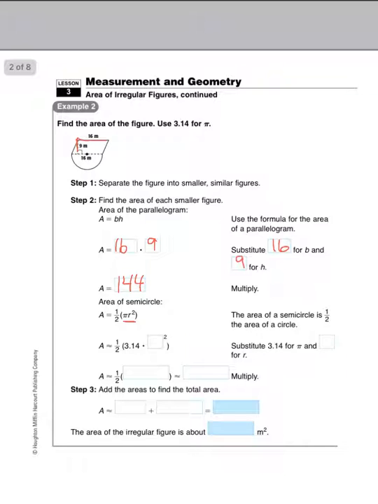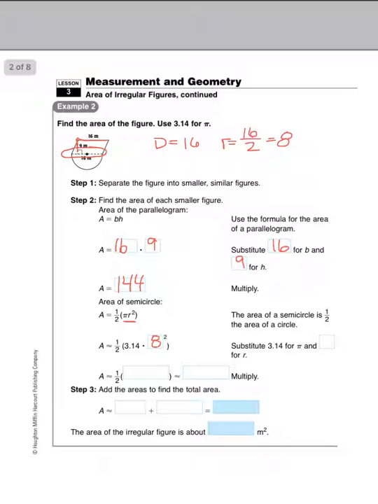So we're going to substitute 3.14 in for pi, like normal. And then we have the diameter of the semicircle is 16. So we need to find the radius. And when you remember to find the radius, we take the diameter divided by 2. 16 divided by 2 is 8. So the radius of that semicircle is 8. Okay?